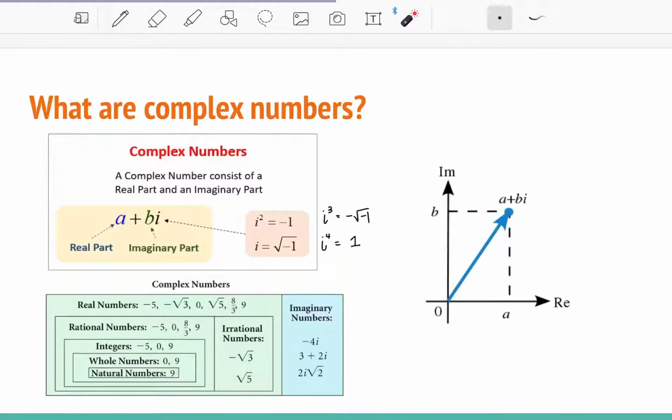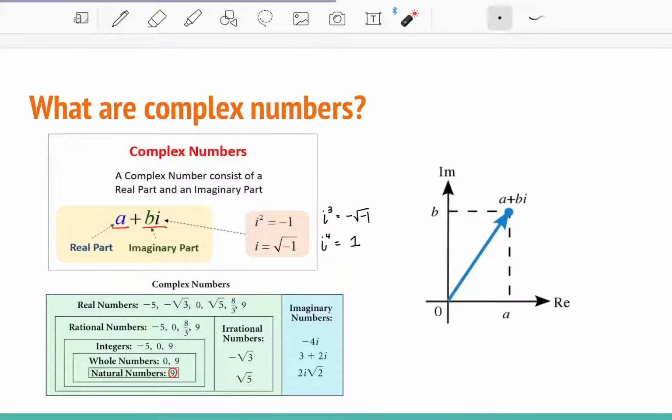A complex number could be just the number 9. It does have a real part. That real part is 9, and that imaginary part just has a multiplier where that b is 0. So we would have 0i.